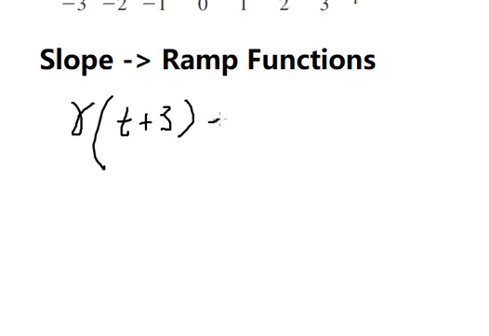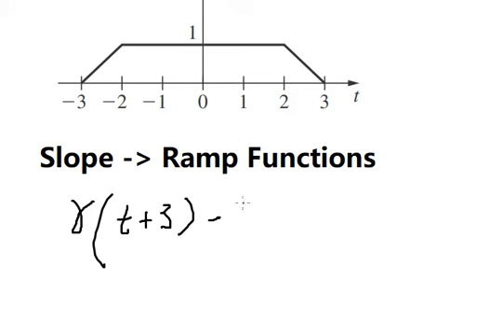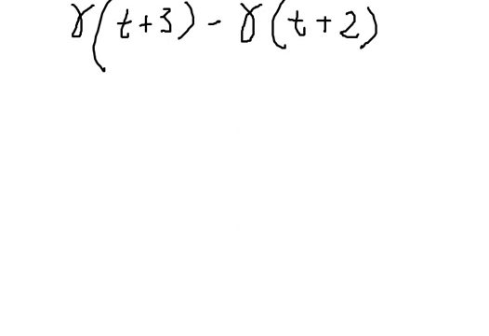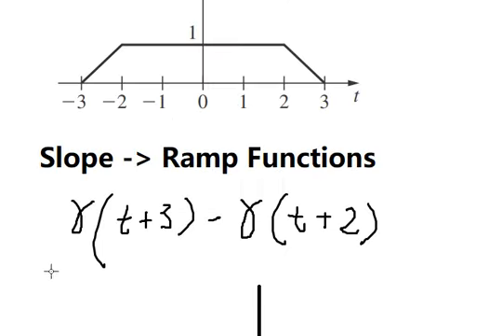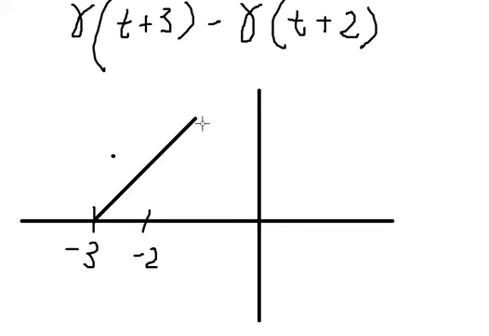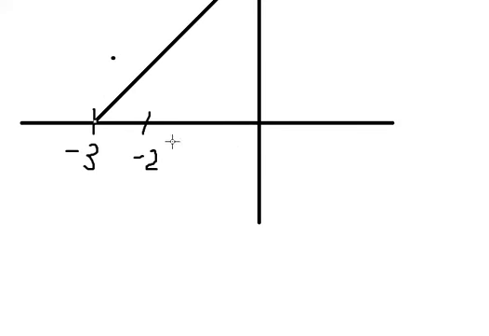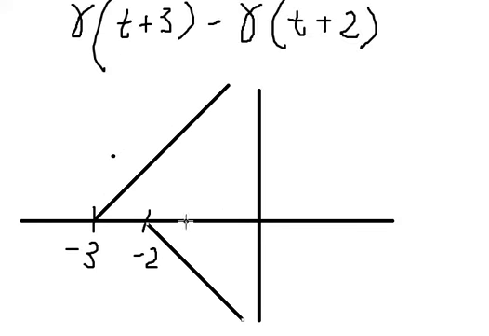That means we need to subtract another ramp function, and I will put t plus 2. Why do we have this one? So here is the ramp. Here is negative 3. Here is negative 2. For the first one, it should go this way. For the second one, they will go in this way. So at t equals negative 2, at this location in here, you get 1.